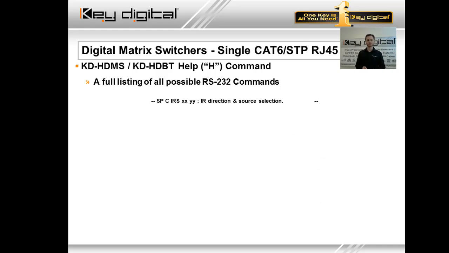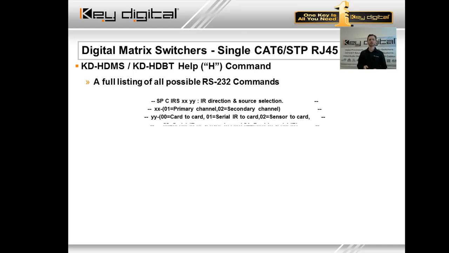IR direction and source selection. This is a matrix switching command for IR signals. Again, we'll talk about it more in level 3. We can do it in a primary way or a secondary way. That's how you establish bidirectional communication. You could use the same port in 2 directions.